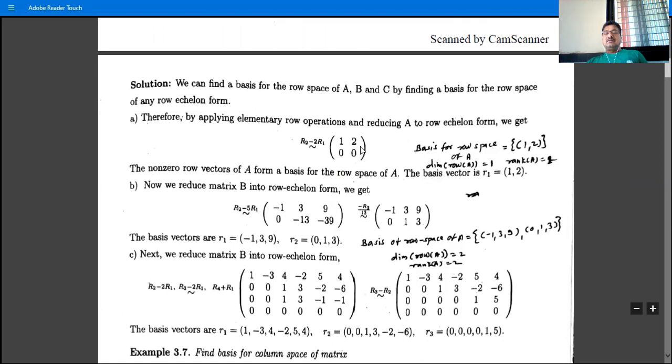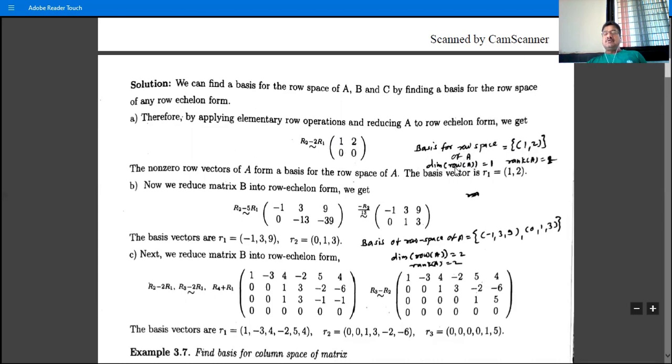And so the basis is the non-zero rows. There is only one non-zero row, 1 2. It is a vector in round bracket (1, 2), and this is the basis for the row space of A. So the basis for row space of A is equal to, in curly bracket, the set containing only one element (1, 2), formed from the first non-zero row as one vector.